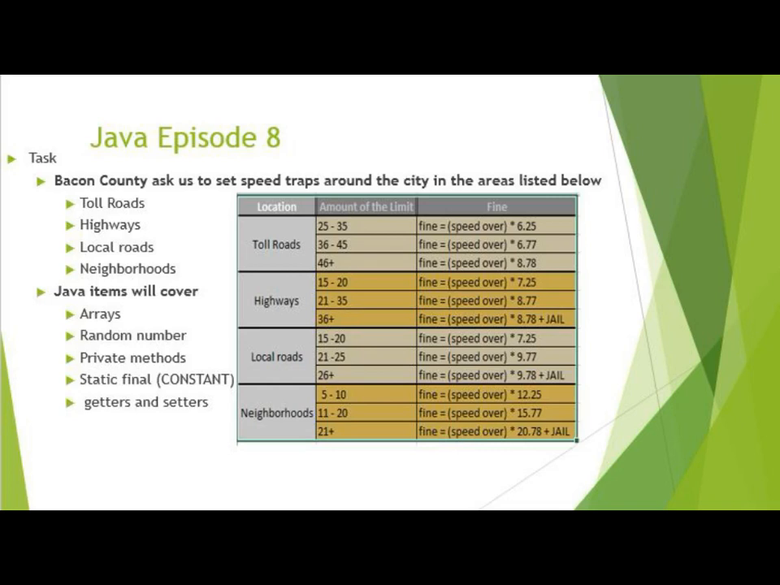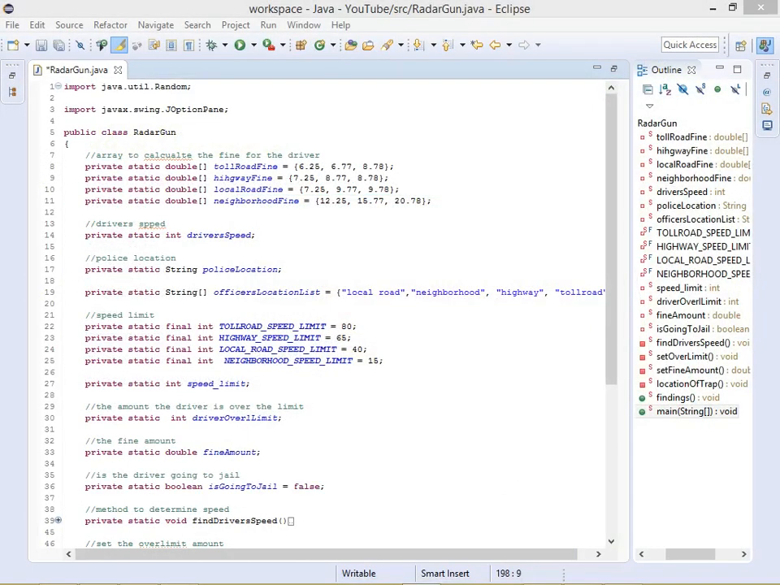Some of the topics we're going to cover in today's lesson are arrays, random number, which we discussed before, but we're going to review that again, private method, static final, which is a constant, and then we're going to talk about getters and setters. So we're going to jump into this discussion. What I'm going to do differently today is I already went through and wrote the code, and I'm just going to review step by step what I was thinking.